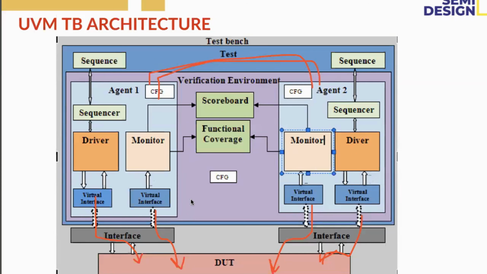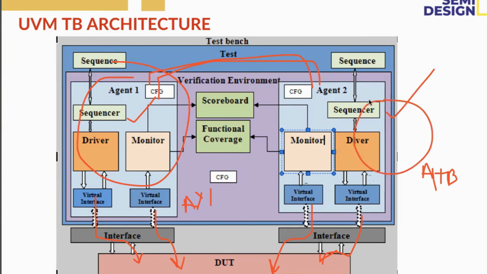Suppose one IP is related to AXI and another IP is related to AHB. For AXI, there will be a different number of transactions and different features you may need to verify. For AHB, you may need to verify different transactions, different sequences, or different functionality. That's why there will be one agent for AXI and one agent for AHB to generate different test cases for both.